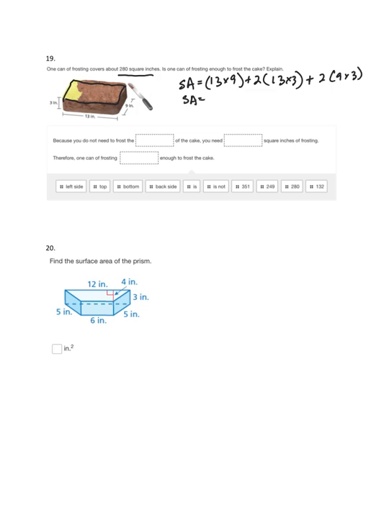Okay, so our total surface area, 13 times 9 is 117, plus 13 times 3 times 2 is 78, plus 9 times 3 times 2 is 54. I'm going to add all of those up to find my total surface area. And I get 249 square inches. Okay, so because the can of frosting covers 280 square inches, yes, we do have enough. So you can go ahead and fill those blanks in.